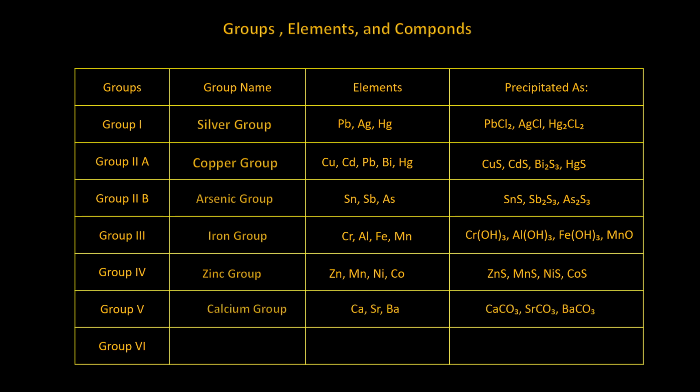Group 5 is the calcium group and sometimes referred to as the carbonate group. It contains calcium, strontium, and barium. These all precipitate as carbonates. Group 6 is the magnesium group. The elements in this group do not precipitate, as they stay in solution as ions. Special treatment is used for the separation and identification, as you will learn in the next 2 or 3 presentations.